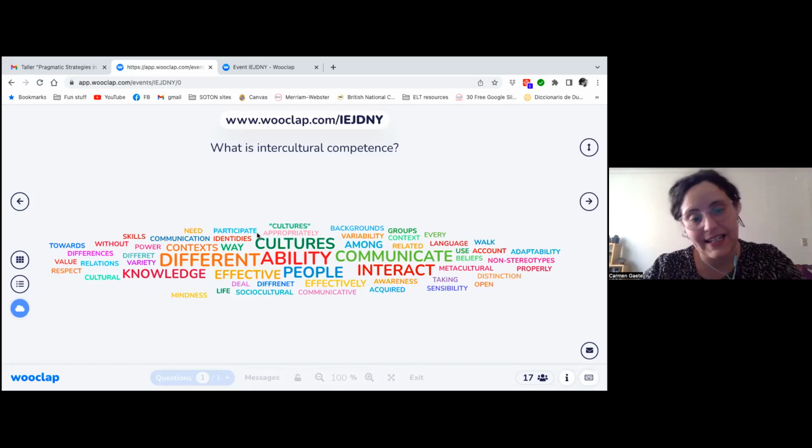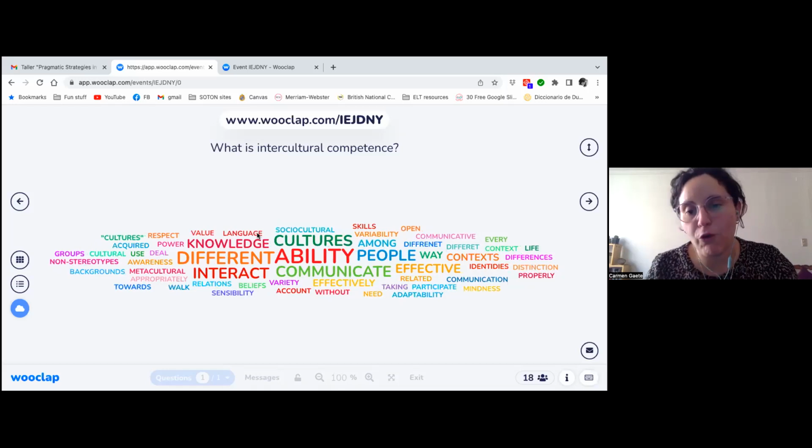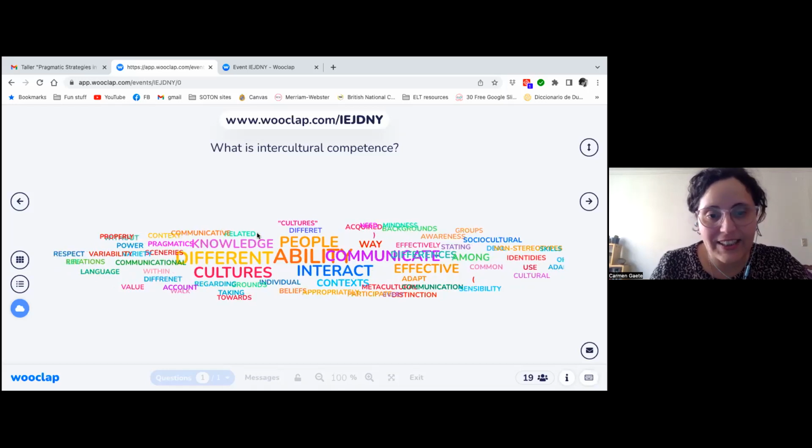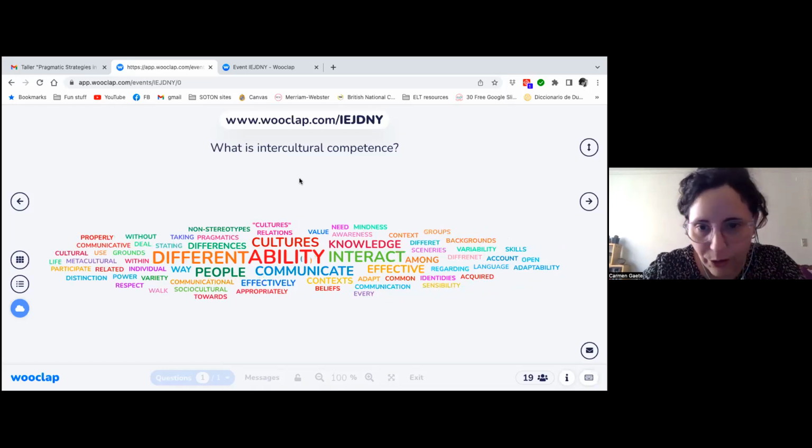Participate, identity, that's a very crucial concept when we talk about culture and interculturality. Very good. Non-stereotypes, very good. That's what we were discussing before with respect to the preconceptions that you have about certain groups. Very good. Excellent. I could go on the whole morning or the rest of the afternoon talking about all the concepts that you have included here. Thank you very much for that.